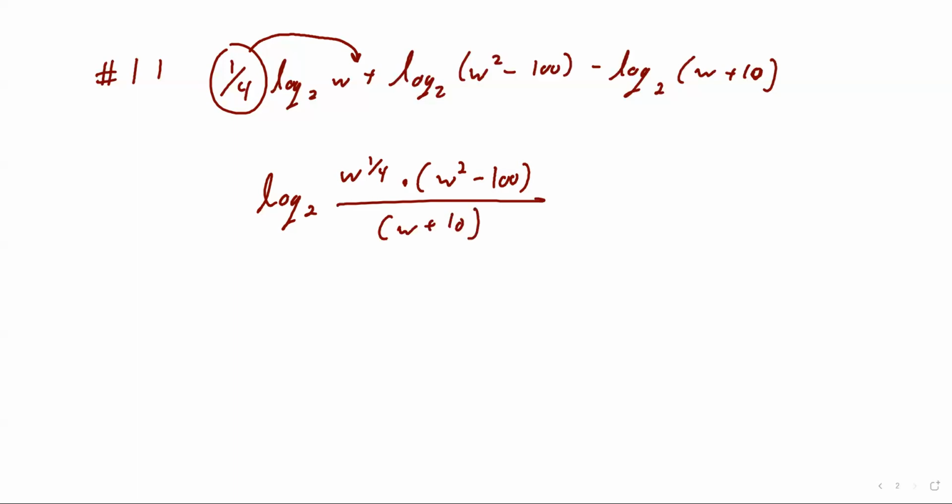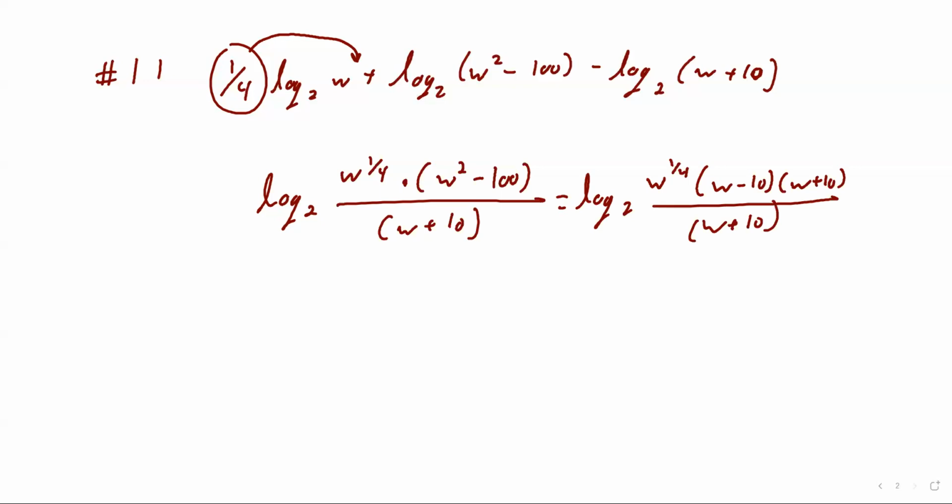All right, but there's more to this. What's special about that W squared minus 100? I wouldn't distribute. It's a perfect square. So how do I factor it? Good. It's a difference of squares. So you can rewrite this as W minus 10 times W plus 10 over W plus 10. And what's going to happen to that W plus 10? They cancel out, giving you now log base 2.